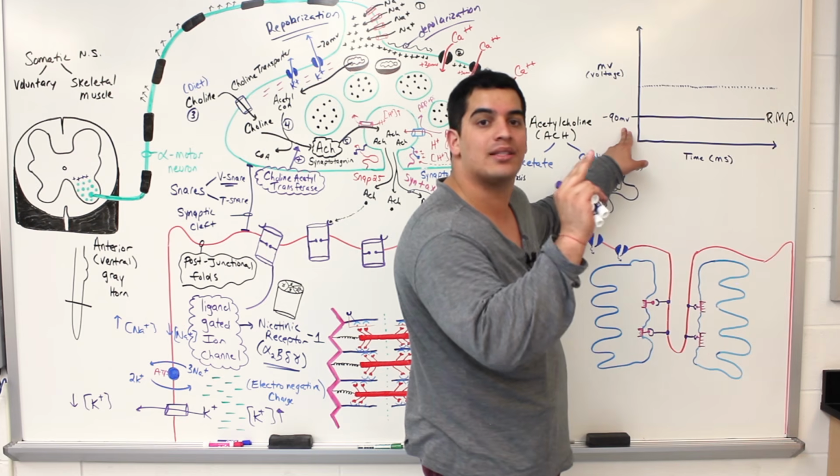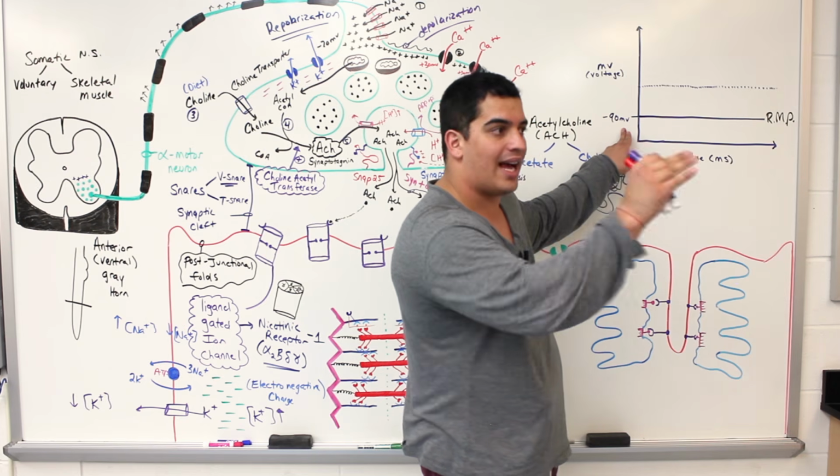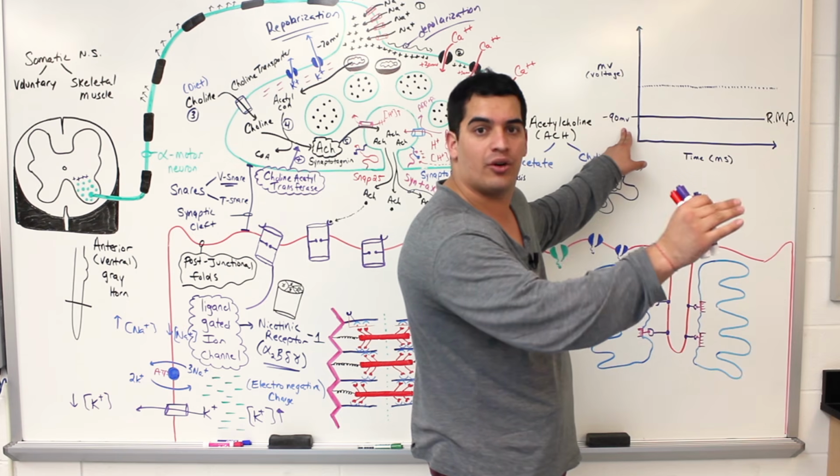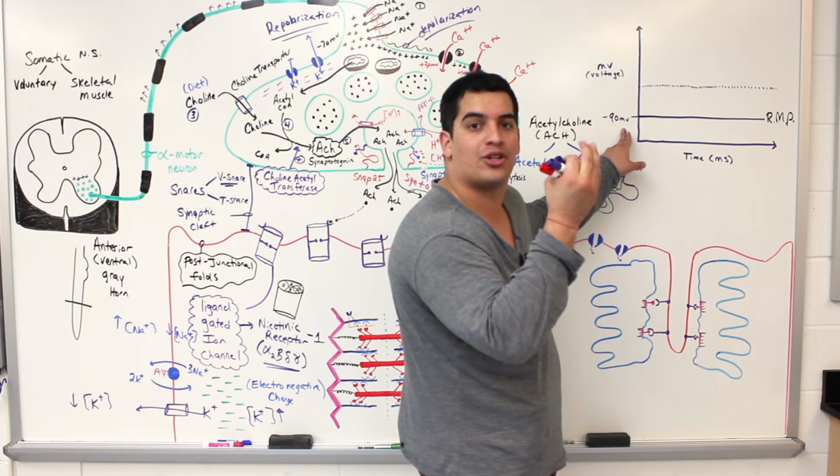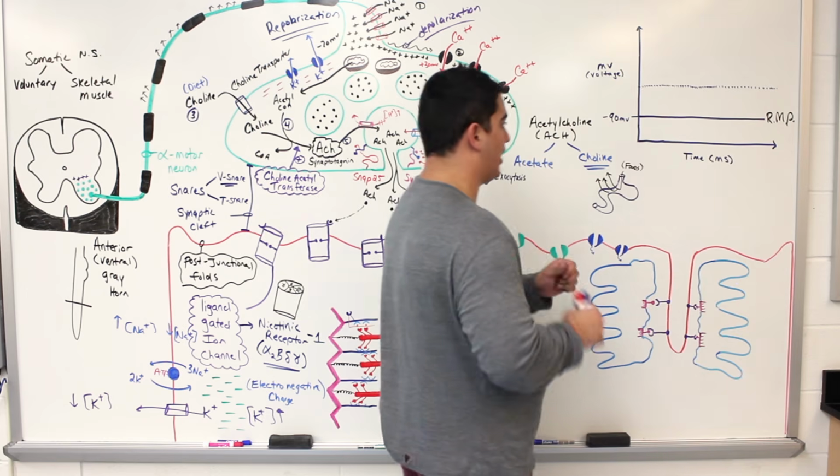Second thing was those passive potassium leakage channels. Potassium is leaking out by its concentration gradient and causing the cell to become more electronegative. That's the resting membrane potential.